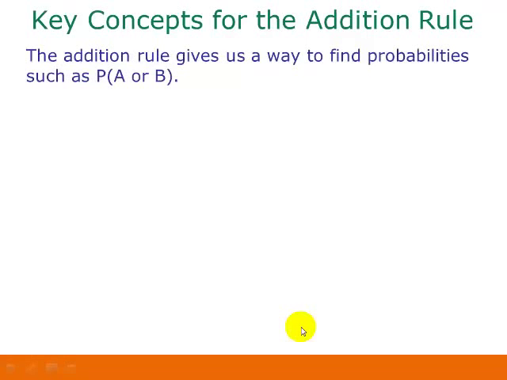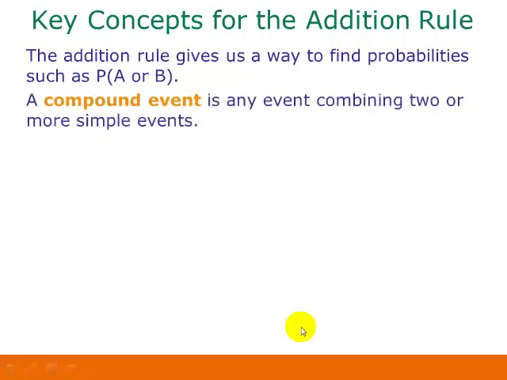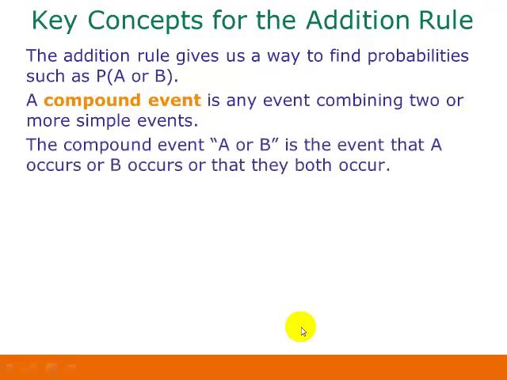The addition rule gives us a way to find probabilities such as the probability of A or B. When we say A or B, this is a compound event. It's any event that combines two or more simple events. The compound event A or B is the event that A occurs or B occurs, or that they both occur.